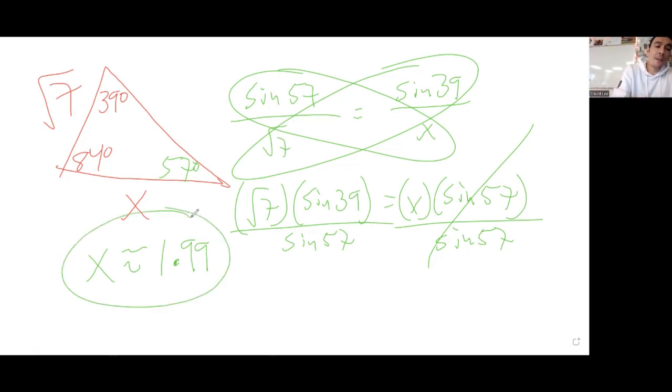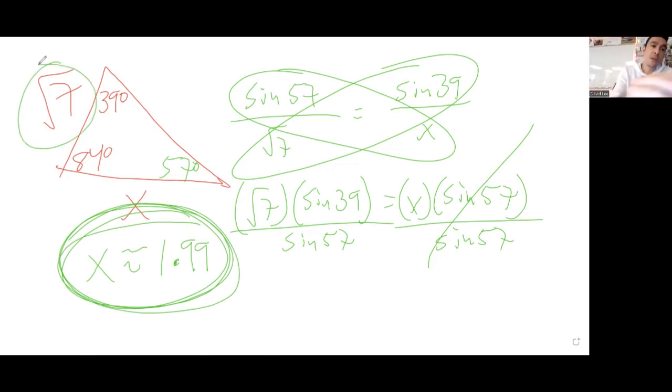And I would take a moment to make sure that I even believe this answer. Let's compare 1.99 with the square root of 7. Square root of 7 is bigger than 1.99, and that makes sense because square root 7 came from 57 and 1.99 came from 39. Which angle is bigger and which side is bigger? See, the bigger of the two angles has the bigger of the two sides. So a bigger angle should go with the bigger side if we're talking about a triangle. All right, done with this question.